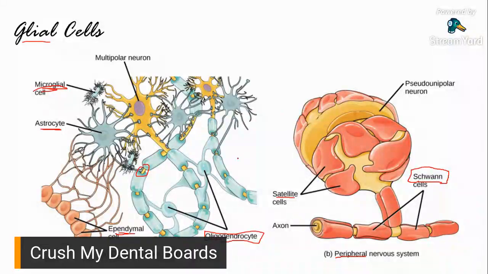Both of them produce myelin. Okay? They're the ones responsible for making an axon myelinated. So, yun yung similarity nila. Both of them produce the myelin sheath that covers your axons. Okay? Anong difference nilang dalawa?